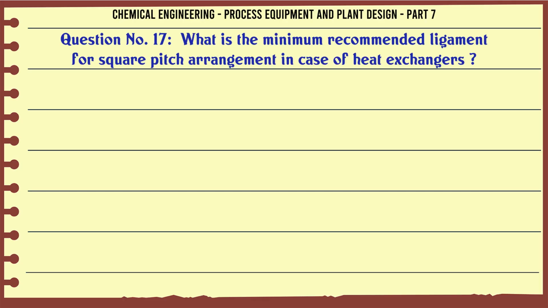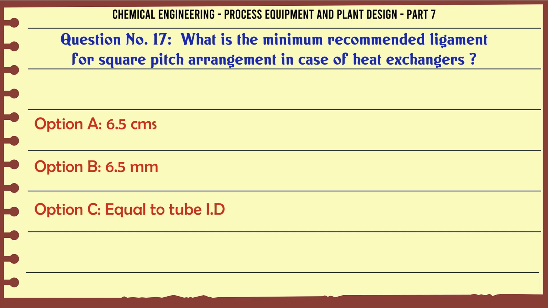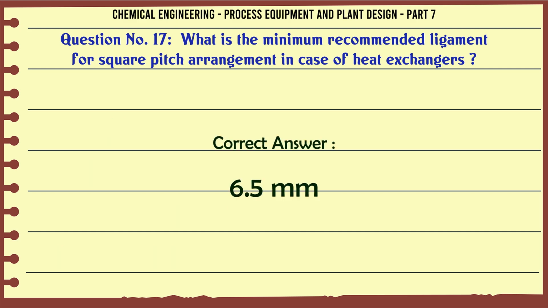What is the minimum recommended ligament for square pitch arrangement in case of heat exchangers? A. 6.5 cm. B. 6.5 mm. C. Equal to tube ID. D. Equal to tube OD. The correct answer is 6.5 mm.